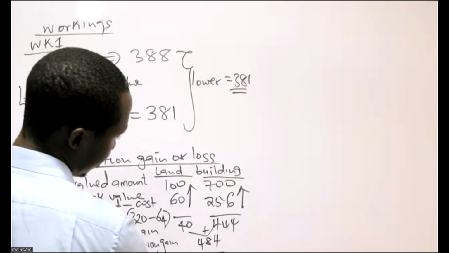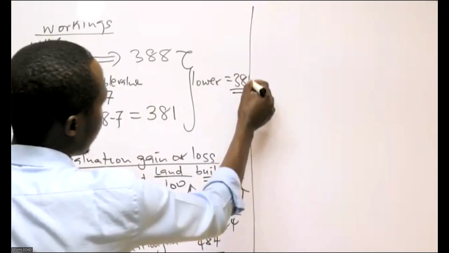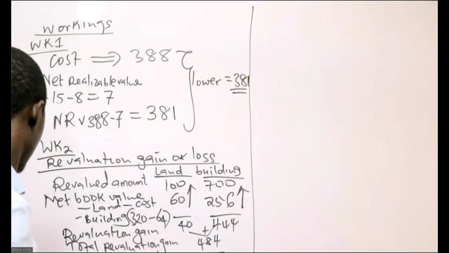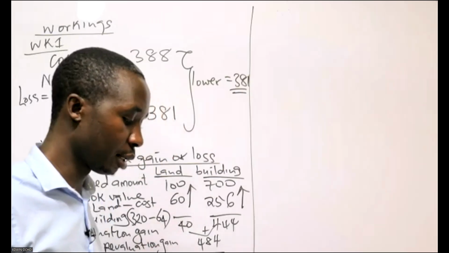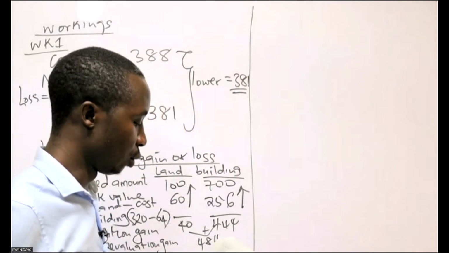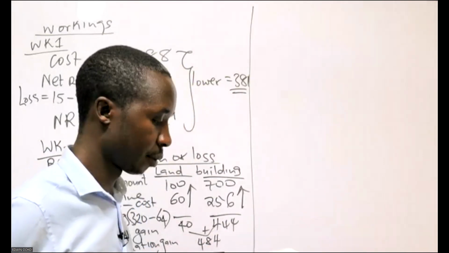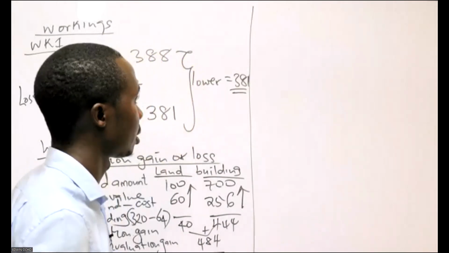That is 484. So after revaluation, you will be told that the asset, that is the building, has a certain remaining useful life, meaning that they need you to compute depreciation over the useful life. And that is what you are told in note 2. They said that the building has a remaining useful life of 40 years.